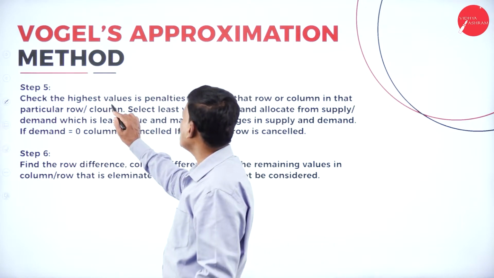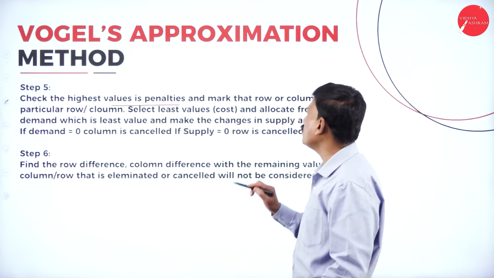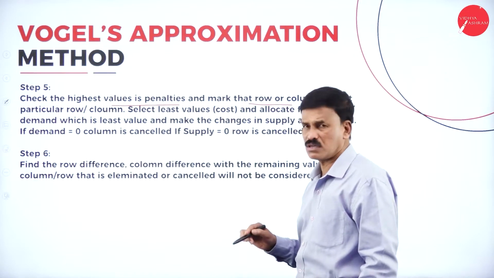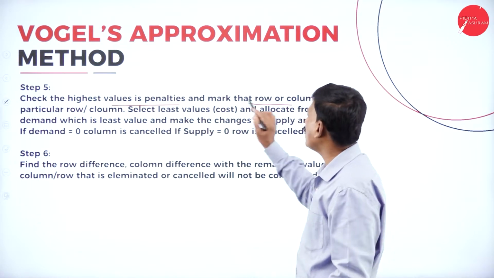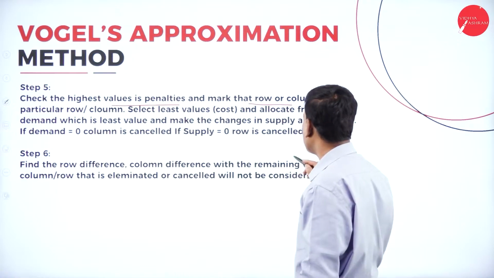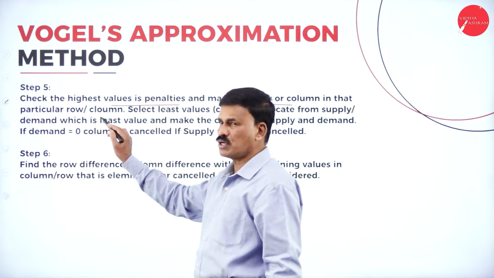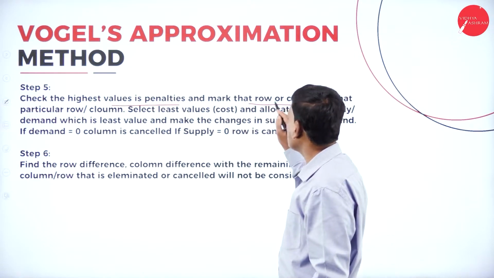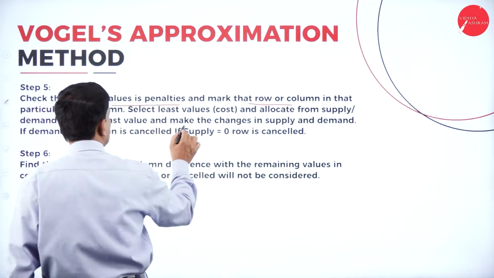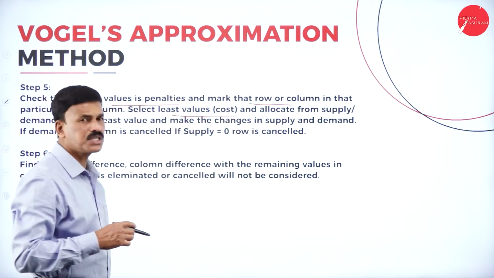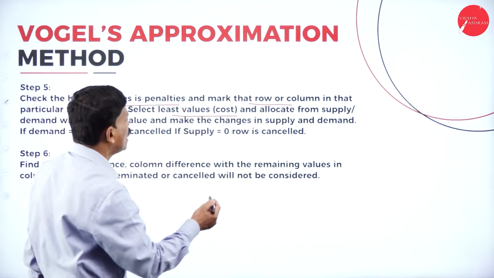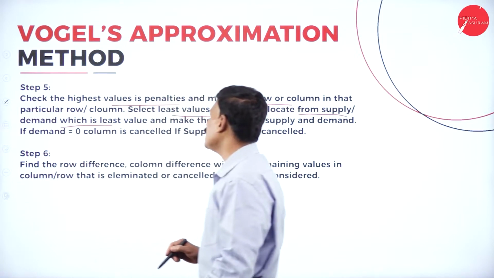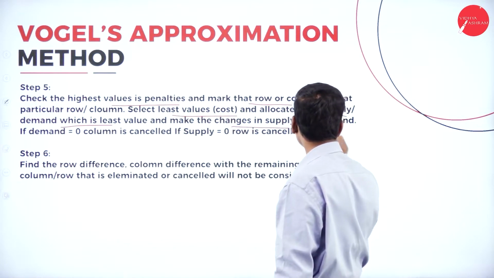Now check the highest value in the penalties, and mark that particular row or column. Mark the highest penalty in its row or column. Select the least cost in it, allocate the least value from supply and demand, and make the changes in supply and demand.